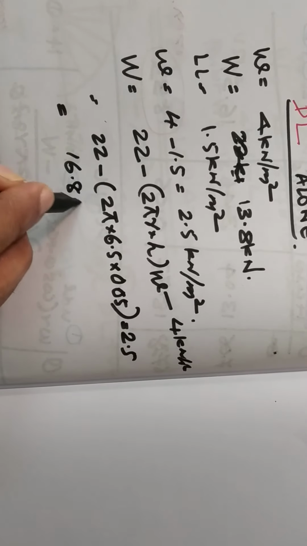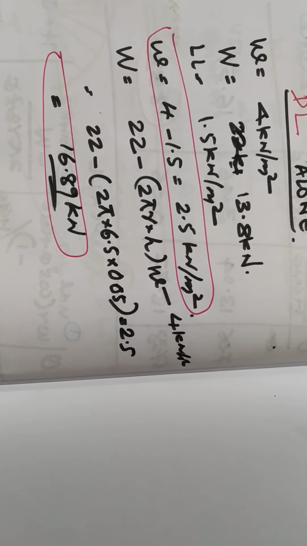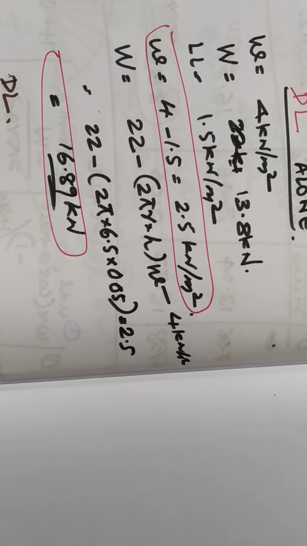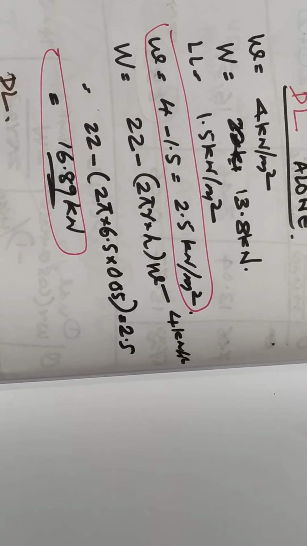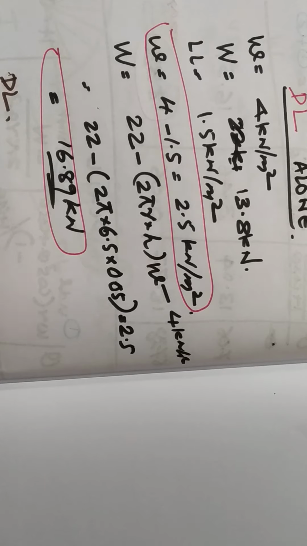Okay, so you will get this value as 16.89 kilonewton. So you should consider these two things. One is this w is 2.5, and capital W is 16.89. Okay, so we are considering the case dead load alone. So as usual, as in the previous case, this theta we need to calculate only for H. You don't need to calculate for the T. So this is UD load, this is point load.